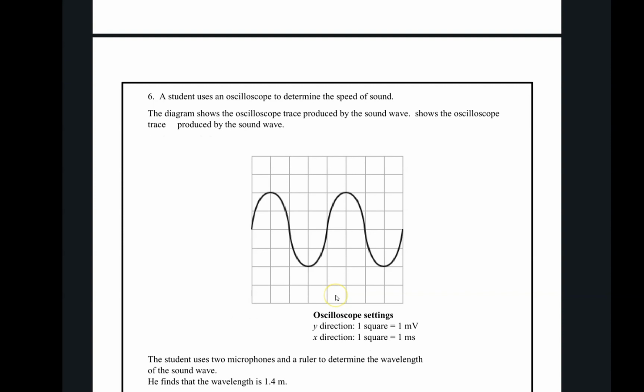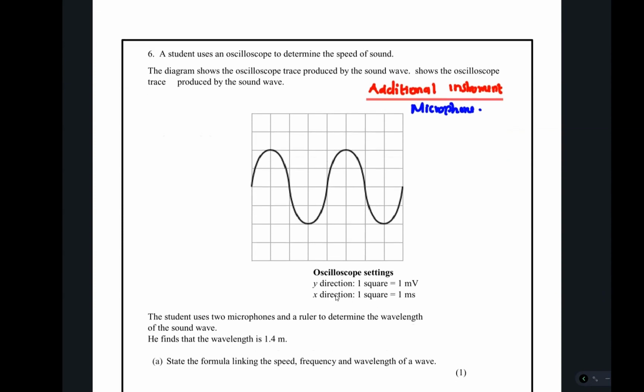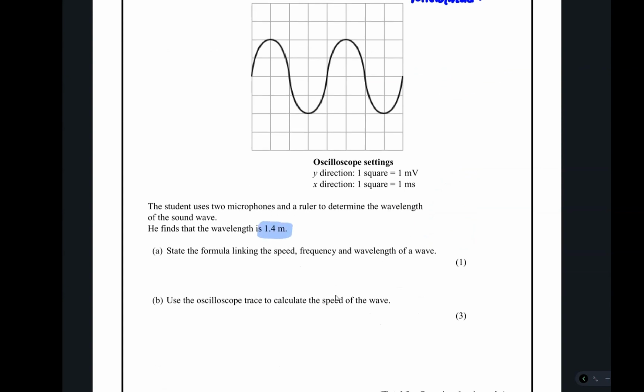Now the student uses 2 microphones. A microphone is also required here, and in some questions you may find they are asking you which other apparatus is required. At that point, the additional instrument is a microphone, which is mentioned here. All right. So when this experiment is performed, 2 microphones are used like that, and when you measure the distance between the microphones, that represents the wavelength.